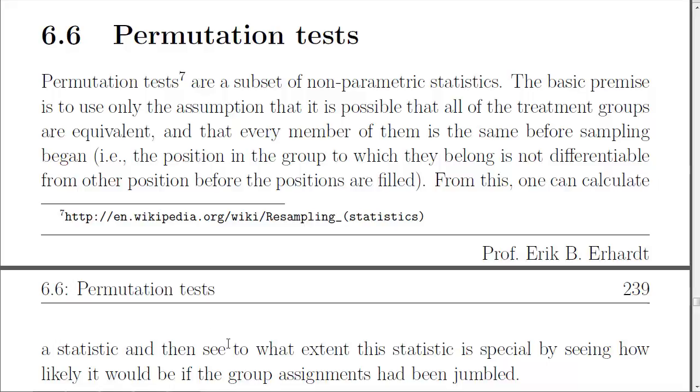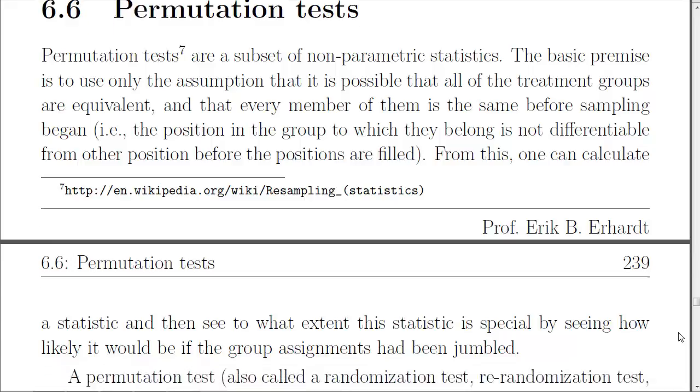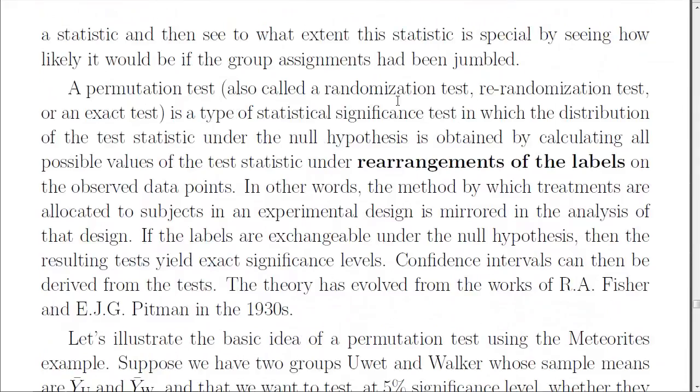From this, one can calculate a statistic and then see to what extent this statistic is special by seeing how likely it would be if the group assignments had been jumbled, whether you belong to one sample versus another. A permutation test, also called a randomization test, a re-randomization test, or an exact test, is a type of statistical significance test in which the distribution of the test statistic under the null hypothesis is obtained by calculating all the possible values, or an approximation to that, of the test statistic under rearrangement of the labels of the observed data points. In other words, the method by which the treatments are allocated to subjects in an experimental design is mirrored in the analysis of that design.